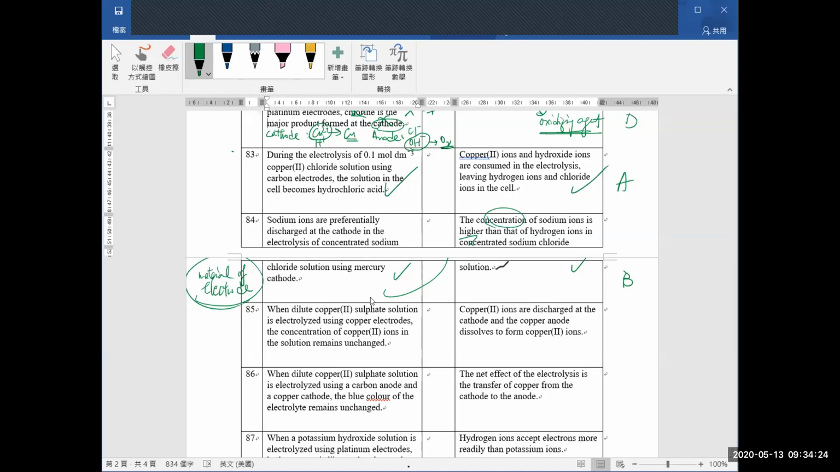85. Correct, it's a cause and effect. The second statement can explain the first statement. Well, this one is not. 86, go back to the first one.